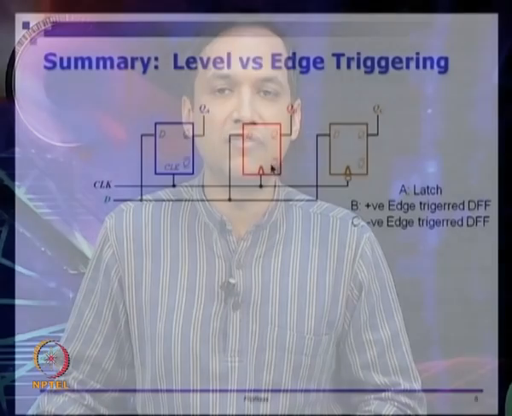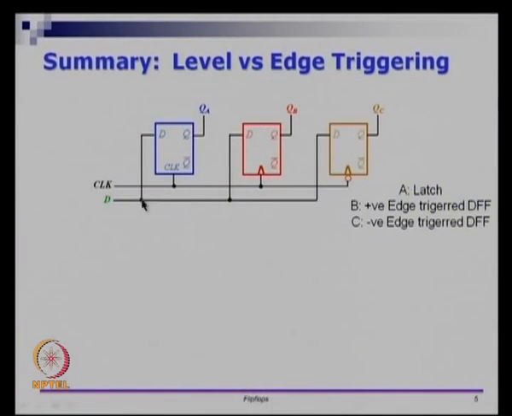So I want to show a quick summary of what this level versus edge triggering means. In this circuit I have 3 different logic elements, sequential elements. On the left side you have a latch. A latch is just D, Q and Q bar and an enable signal that comes in. In the middle is the red one, which is a positive edge triggered D flip flop. This flip flop will capture D whenever the clock signal goes from 0 to 1, otherwise it will ignore the changes in D, it will keep the values of Q.